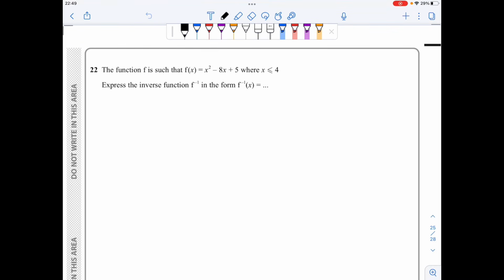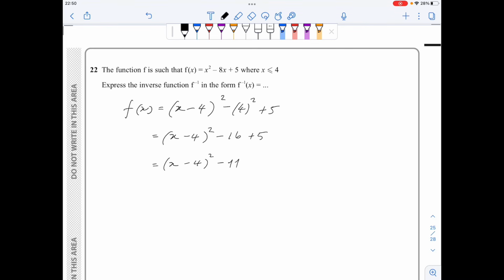In question 22, I need to find the inverse function of a quadratic one. Whenever I have this case, I always need to start by completing the square. So f of x is equal to x minus, because I have minus here, and then I need to have half the coefficient of x, which is 4, square this, minus this 4 squared, and then I have the plus 5. So let's simplify. That's x minus 4 squared minus 16 plus 5. So it's x minus 4 squared minus 11.